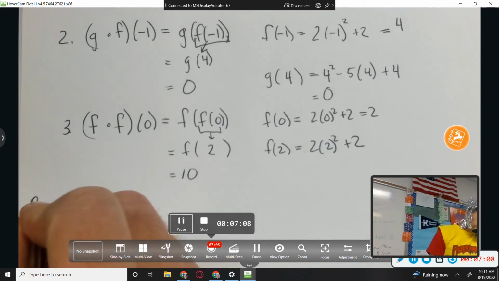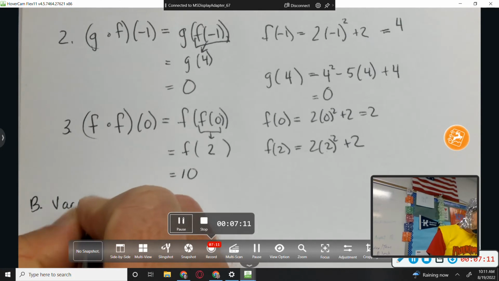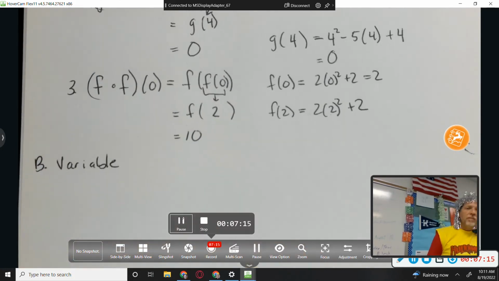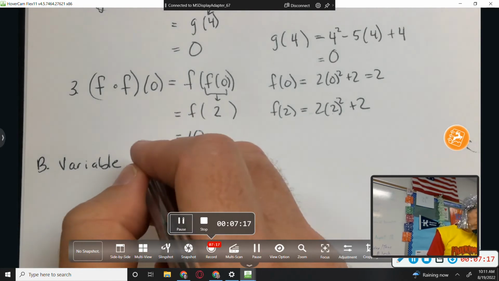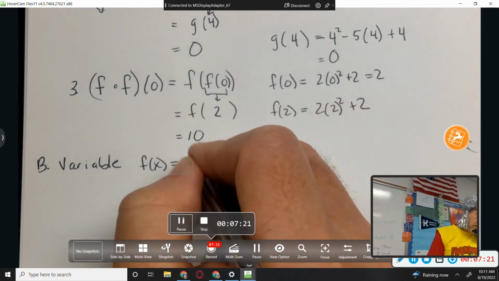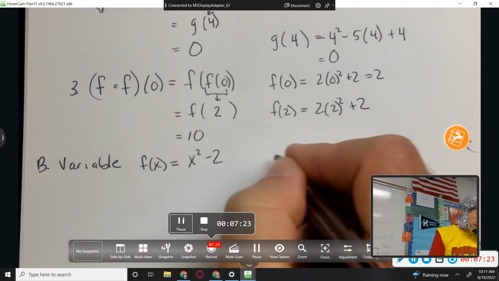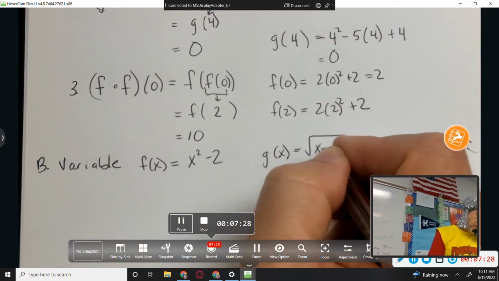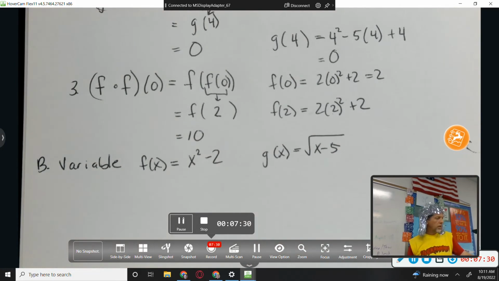What I think is a little bit harder, although some people prefer the variables to the numbers for whatever reason, is doing the same type of stuff without numbers, with just letters. So let's say f of x is x squared minus 2, and g of x is the square root of x minus 5.